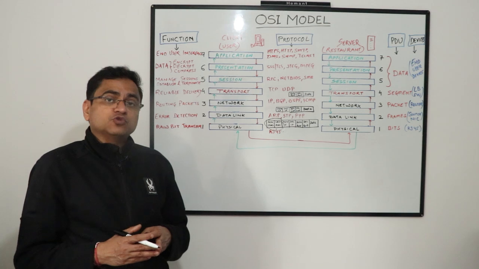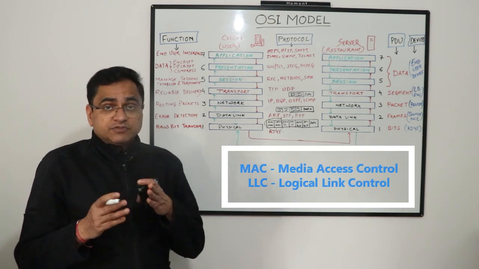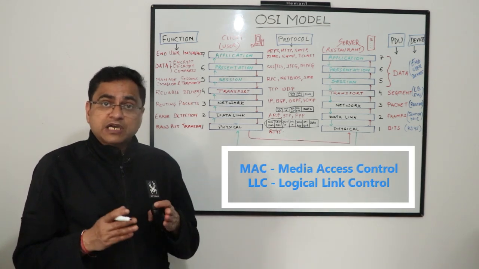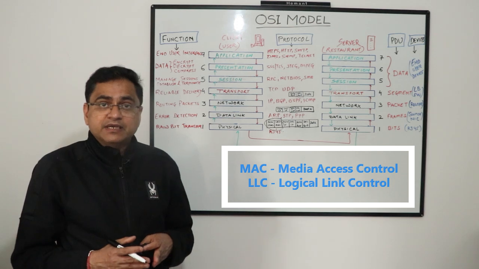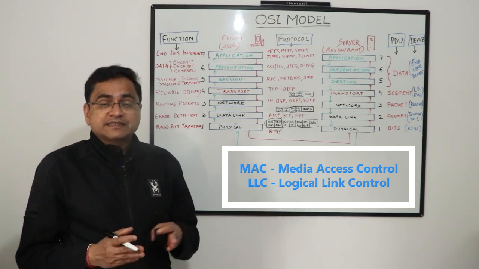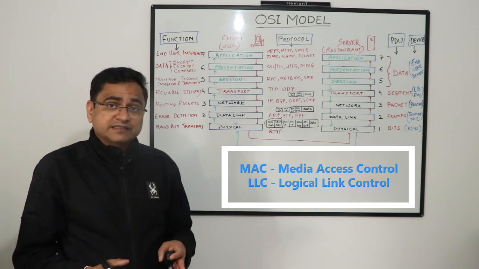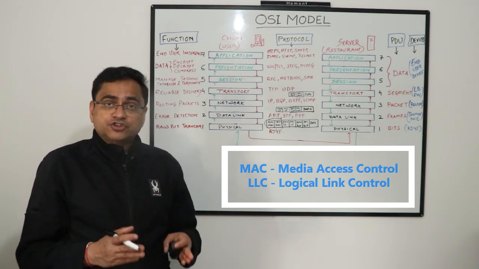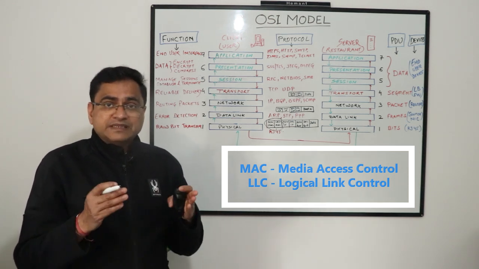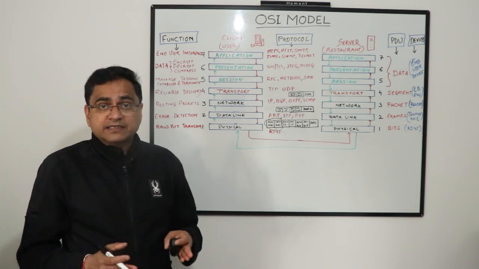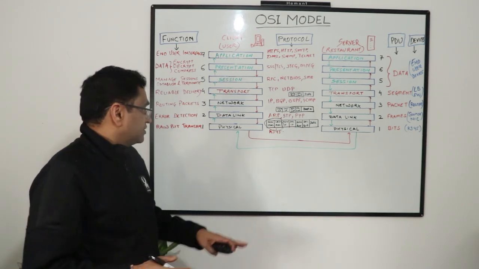Now the data link has two main functions. One, MAC, which is media access control. MAC controls how devices access the physical medium and places frames on it. And the second one is LLC, which is logical link control. LLC provides error checking and flow control and ensures delivery is error free. So with this added MAC address header, it goes out to the last layer, which is the physical layer.